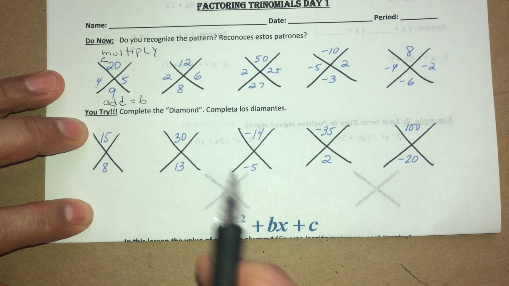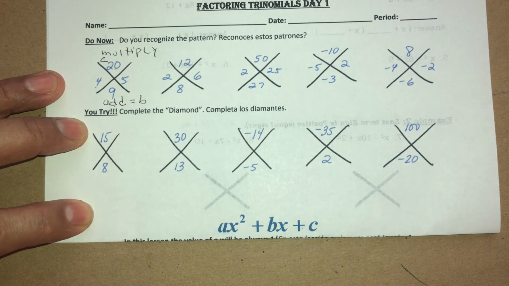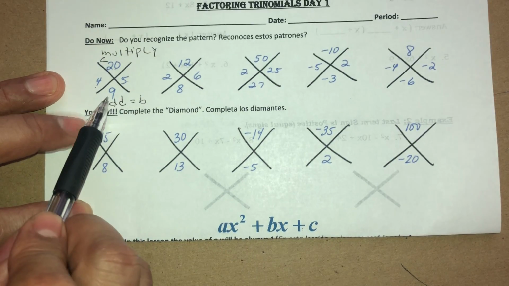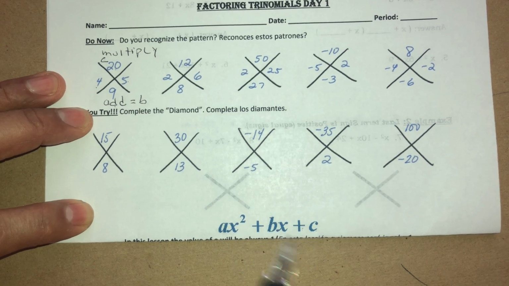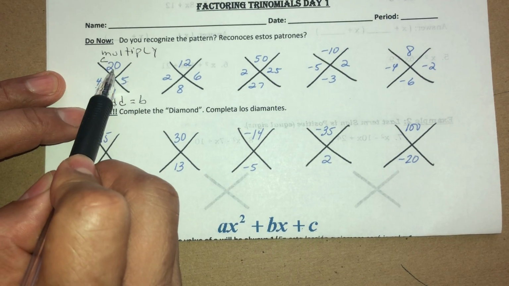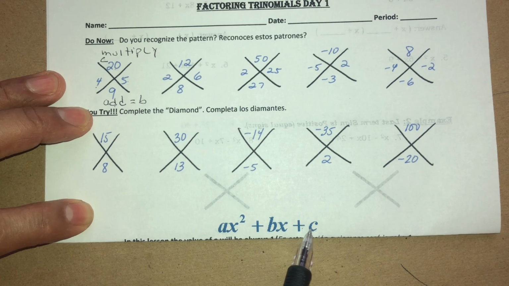So remember, today we're going to do when the leading coefficient is 1, so when the value of a is always 1. Now, if I add these two, that will give me b, which is the value of the linear term. And if I multiply 4 times 5, it will give me 20, which is the value of the constant, the value of c. Okay, let me do this in Spanish.